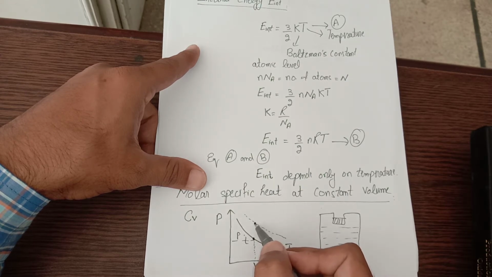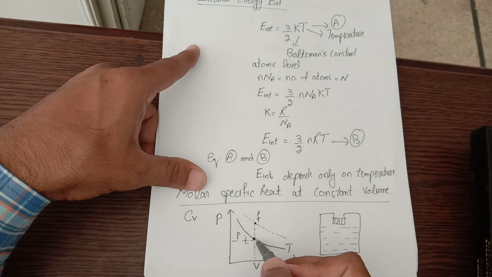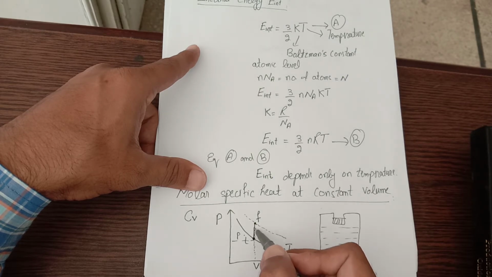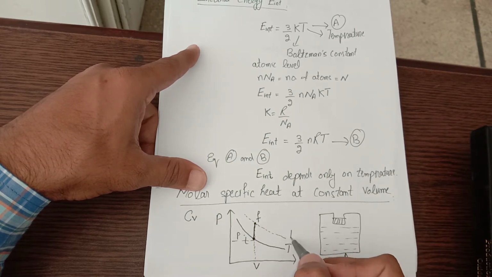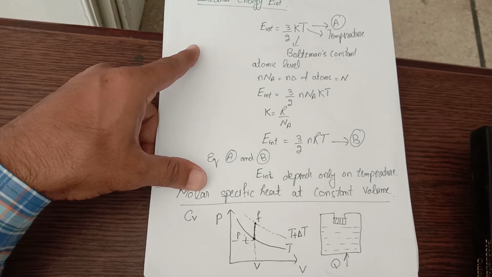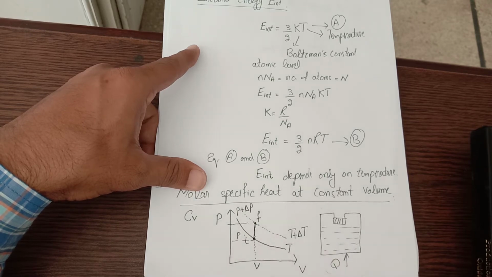Let's say this is my final state, and you can see that the volume remains constant in this case. This straight line shows that there is no change in volume, but obviously the temperature has increased. Let me call this T plus delta T, and the pressure has changed, let me call it P plus delta P. The volume has remained constant, the pressure has changed from P to P plus delta P, and this change would be delta P, and the temperature has changed from T to T plus delta T.